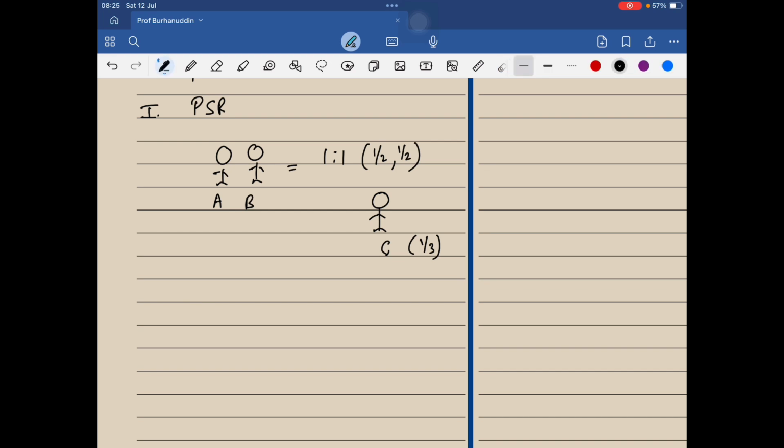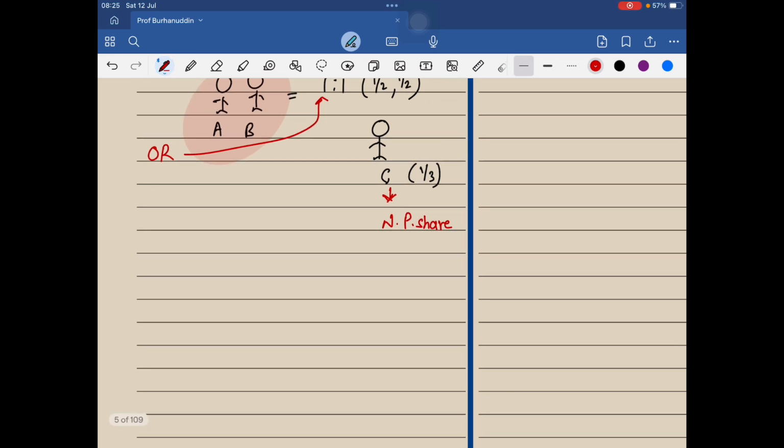Now let's take a very basic question. These are your old partners, correct? I'll call them the old ratio, 1:1. He is going to be the new partner in the business. I'll call this the new partner's share that he wants in the future. You need to find out what is the new ratio.